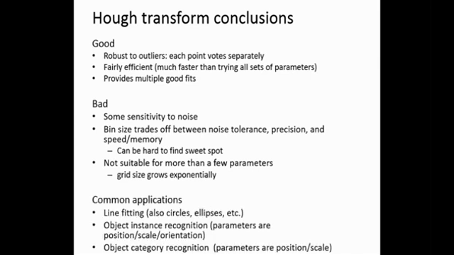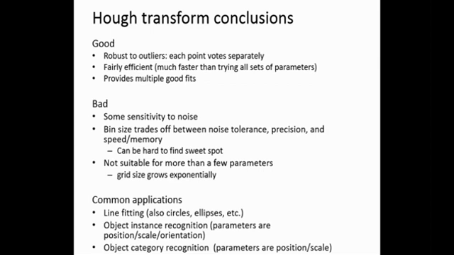So the Hough transform is used for line fitting, also circles and ellipses. It's used for object instance recognition, which we'll talk about in the next class. And it's also used for object category recognition in some cases, where the parameters of the objects are the position in the image and the scale.